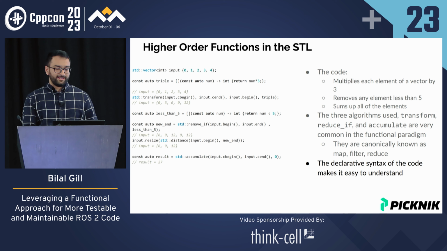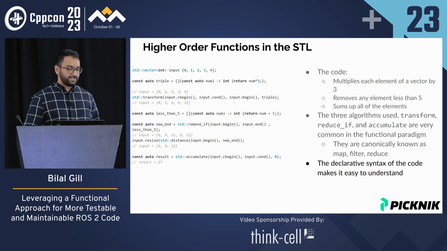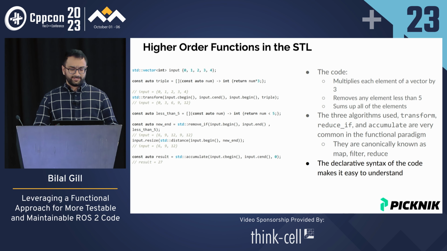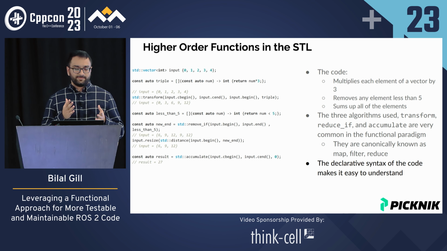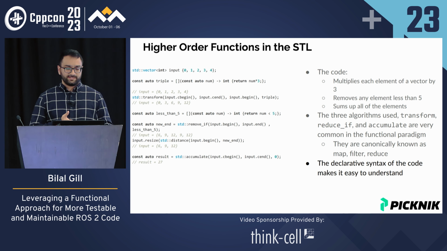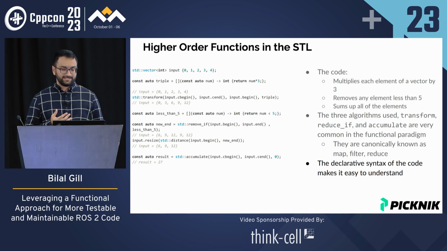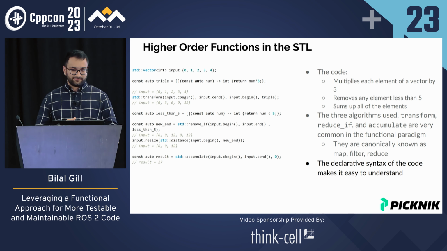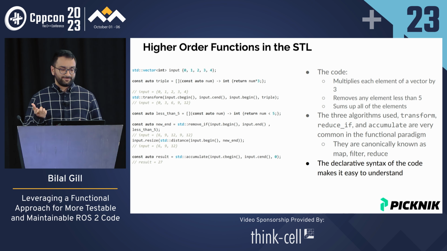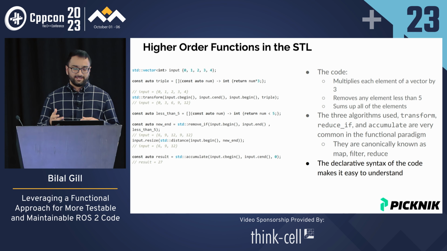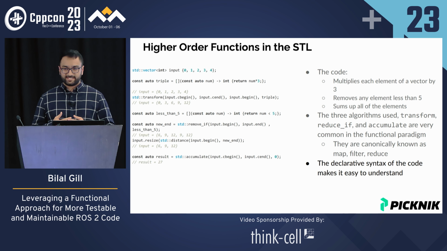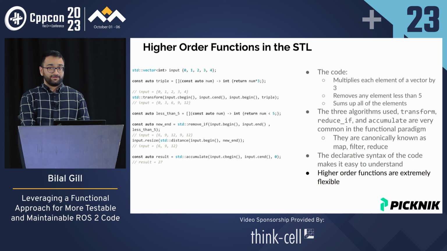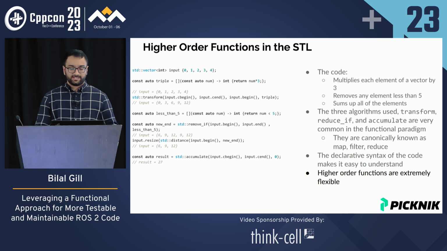And one thing I hope you notice and appreciate is that the declarative syntax of these algorithms in the STL makes the code really easy to understand. We know that for std::transform, we're trying to triple the numbers just because we're passing in a lambda that's called triple, and it's easy enough to understand that remove_if is removing certain elements and things like that, right? So pretty easy to understand. With that, higher order functions are extremely flexible.